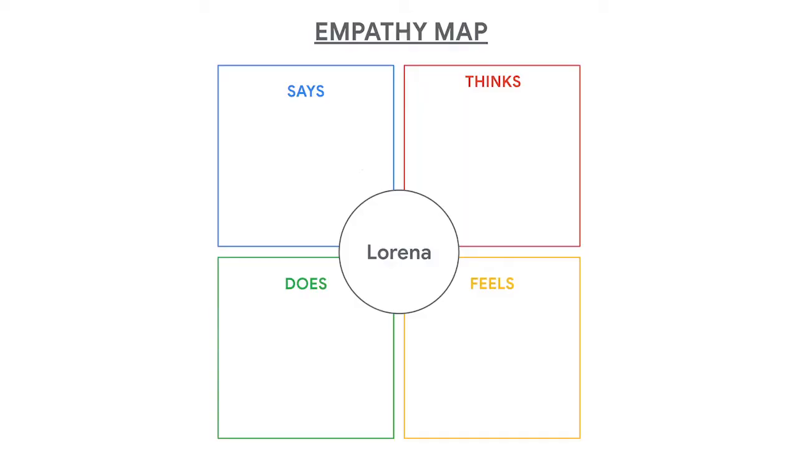So let's think about the library website. Imagine we've already conducted a few interviews with potential users. Now it's time to put together an empathy map for one of them, Lorena. Here's what that map might include. In the Says square, we'll use a quote that Lorena gave us during their interview. "I wish the library made it easier for me to access all the newest mystery releases."